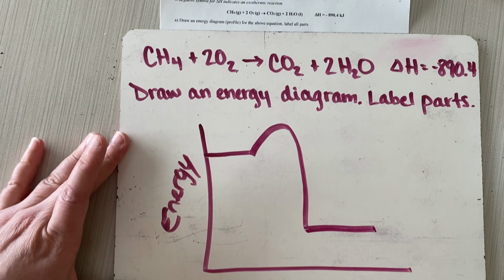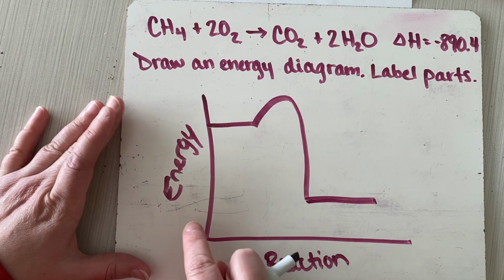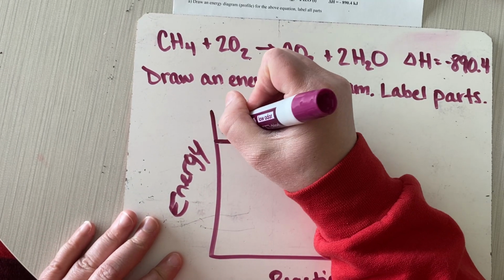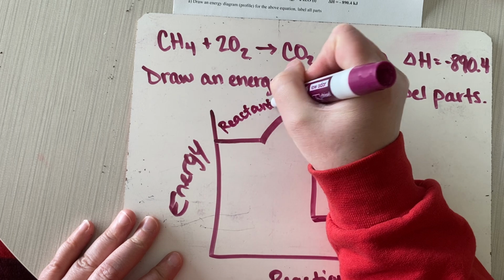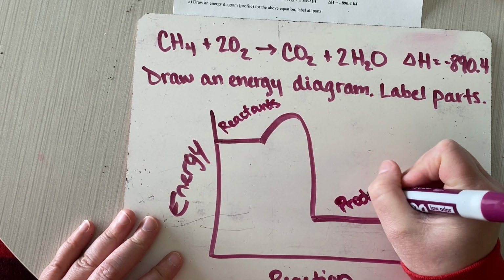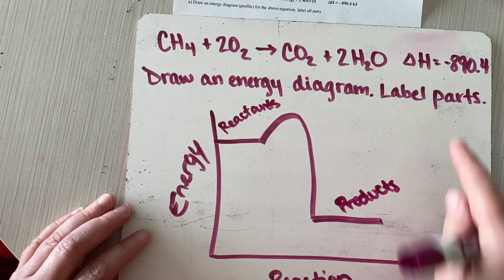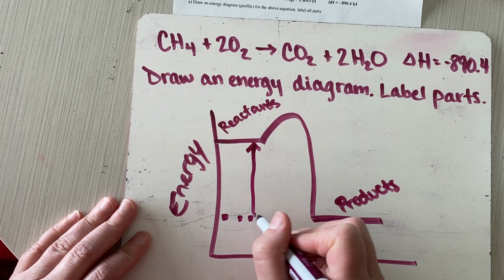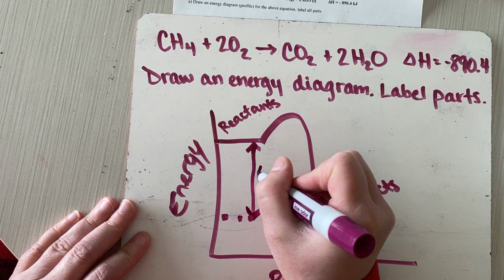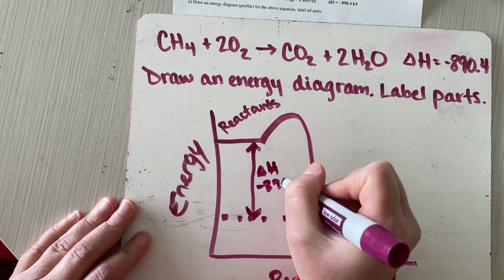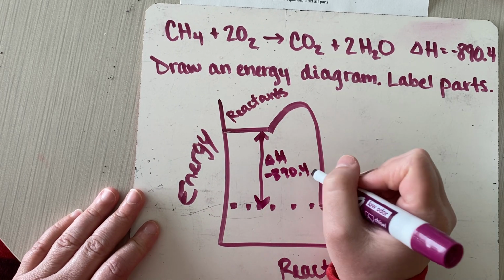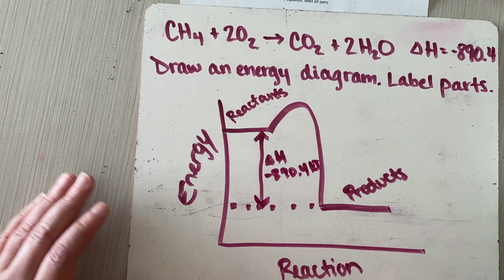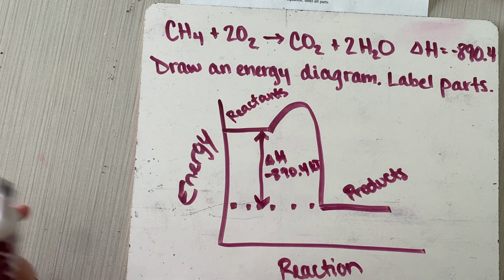Now, since we're not labeling the sides of it, I'm not too worried about numbers. The main thing you have to do is you need to show, so here's your reactants, here's your products, and then we need to show change in H and label that. So my change in H is going to be from here down to here, and I'm going to say change in H negative 890.4 kilojoules, and done. Okay, yes, I know my marker's too big that my numbers look kind of smudged. Okay, so that's for part A.